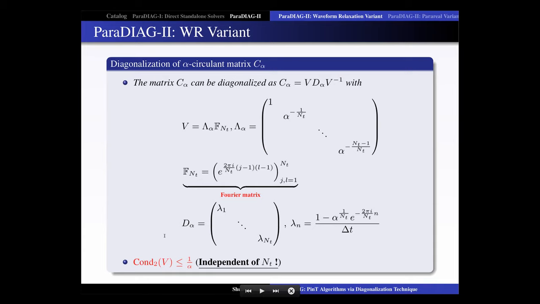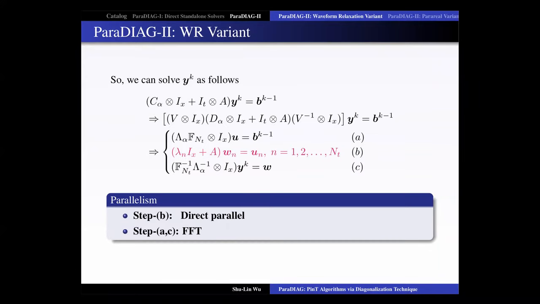An important conclusion is the condition number of the eigenvector matrix is independent of NT and can be bounded by 1 over alpha. So we do not need to worry about the round off error. Like before, we can solve the unknown vector yk by the three steps of the diagonalization procedure. As for step B, we can solve all those NT systems in parallel. For step A and step C, we can use the technique of FFT because FNT is a Fourier matrix and now the alpha is just a simple diagonal matrix.